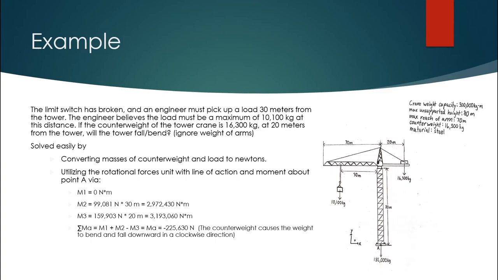This is solved pretty simply by converting the masses of the weights to newtons by multiplying them by gravity, then utilizing the moment and line of action from the rotational forces unit to determine that if you bring the weights down to the same height as the point A, they're only about 20 and 30 meters away. So we can use that information to calculate the moment of each weight, then find the summation of said moments, and then find that the tower should have bent or fallen over clockwise just due to the weight of the counterweight.